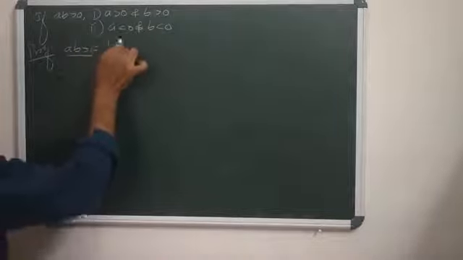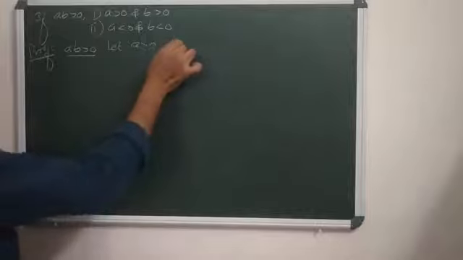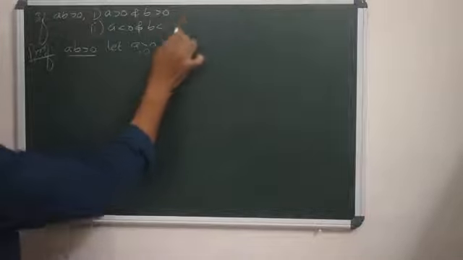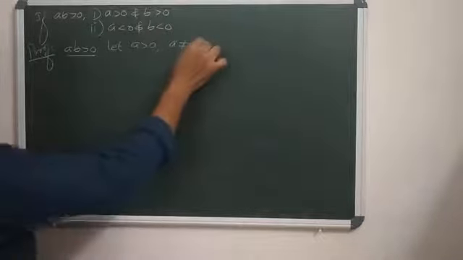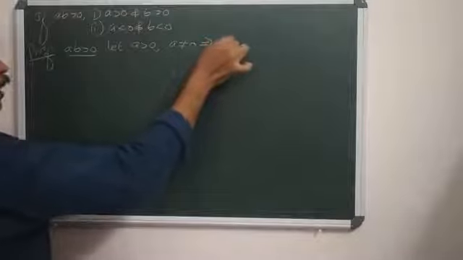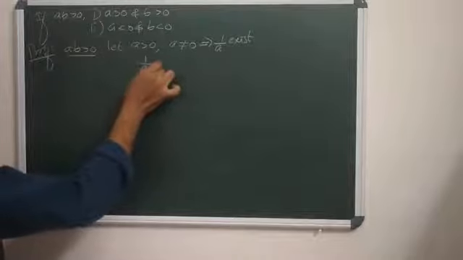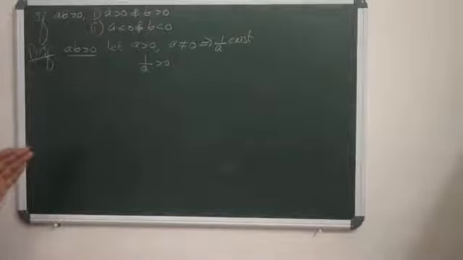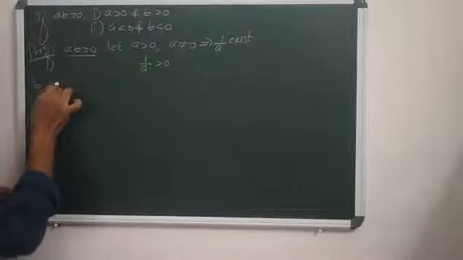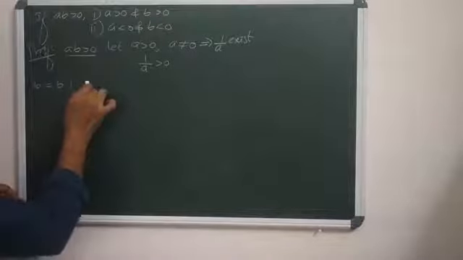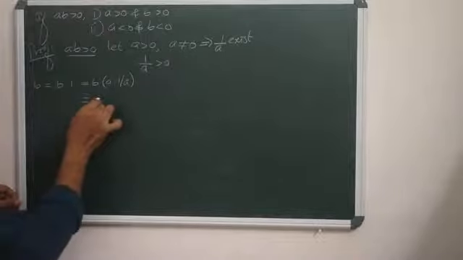Let a be positive. Consider a positive. Then to show that b is greater than 0. Since a is positive, we have a differs from 0. a differs from 0 means 1 by a exists. Since a is positive, surely 1 by a is positive. Already this result is obtained. So now, what is b? b equals b into 1, that means a into 1 by a, equals ab into 1 by a.